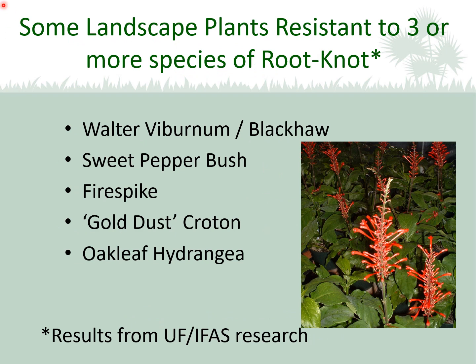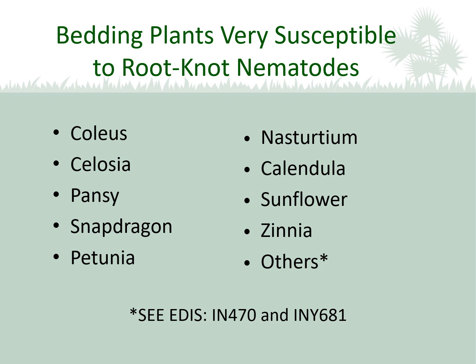There are some landscape plants resistant to 3 or more species of root knots, and these are results from UF research. That's Walters viburnum, sweet pepper bush, firespike, gold dust croton, and oak leaf hydrangea. There are some bedding plants that are very susceptible to root knot nematodes, such as coleus, pansy, snapdragons, petunias, nasturtiums, sunflowers, zinnias, and others. And here's a couple documents you could look at for more information.